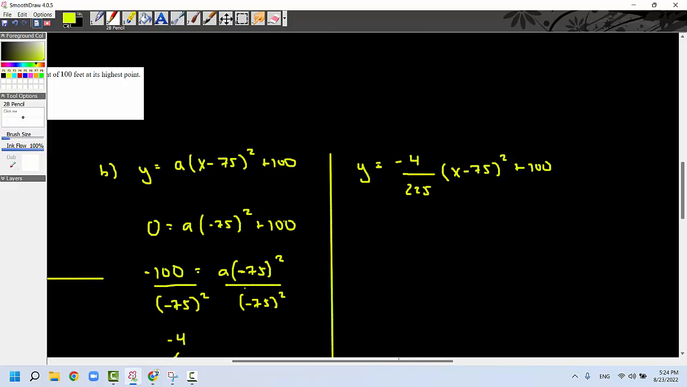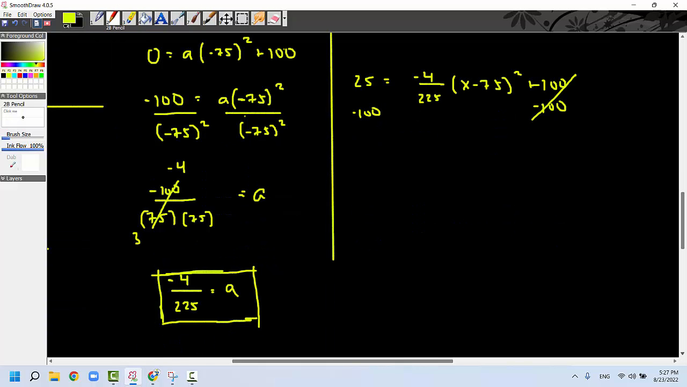They are telling me that the ball is 25 feet high. So let's go ahead and plug in a 25 into the y for height. So negative 4 over 225, parentheses, x minus 75 squared plus 100. So I'm going to subtract 100 from either side. So that's going to be negative 75 is equal to negative 4 over 225, parentheses, x minus 75 squared.